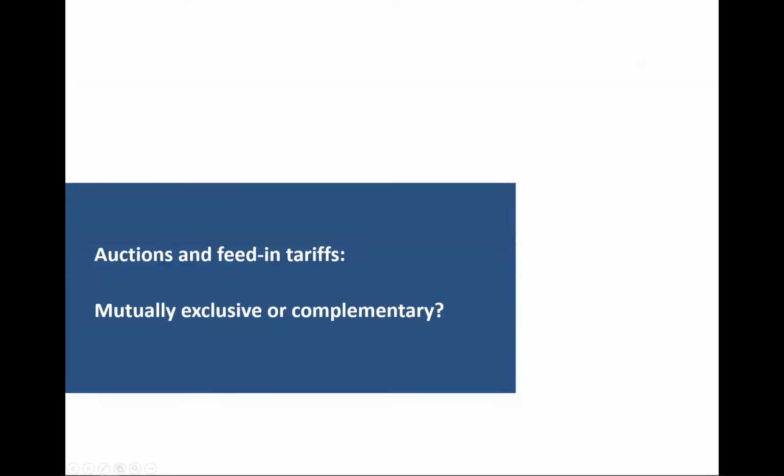So this was just an overview of the typical policy objectives, additional policy objectives that you can build into auctions. I hope this was helpful.